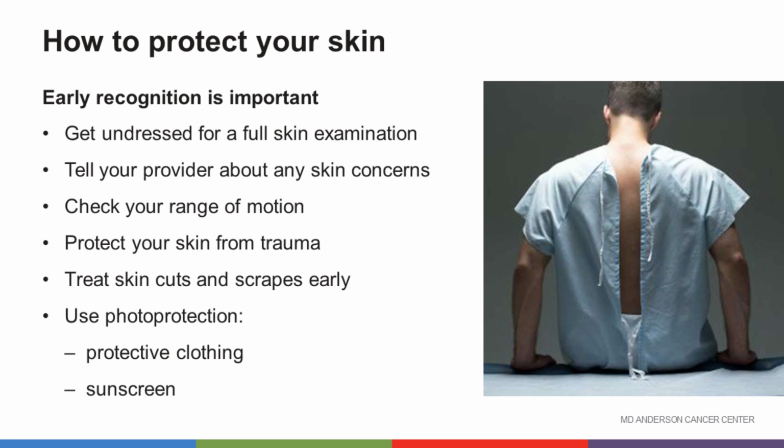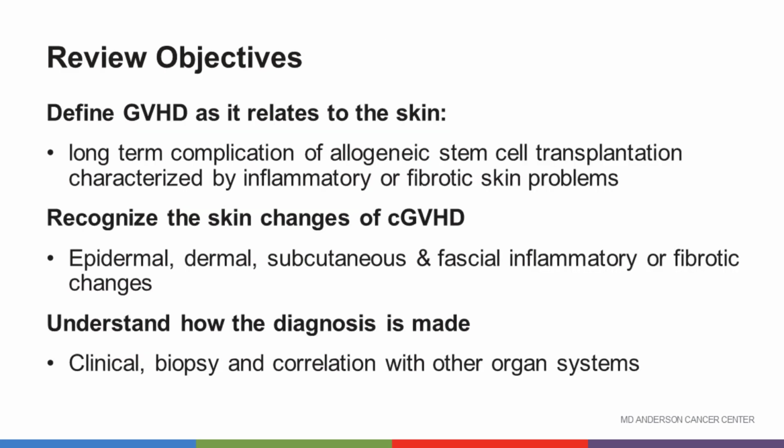Protect your skin from trauma, especially if you have scleroderma graft-versus-host disease. Maybe this isn't the time to go out and prune your rose bushes and scrape your arms and your legs. So protect your skin from trauma. If you do get skin trauma or skin cuts and scrapes, make sure they don't get infected. Make sure that you pay attention to them early. If there's any concern that you have, show them to your doctor. Use photoprotection or protective clothing to protect you, or sunscreen.